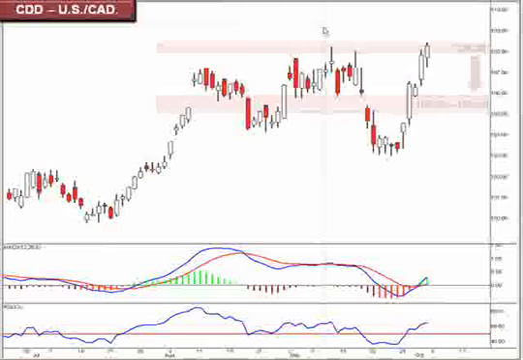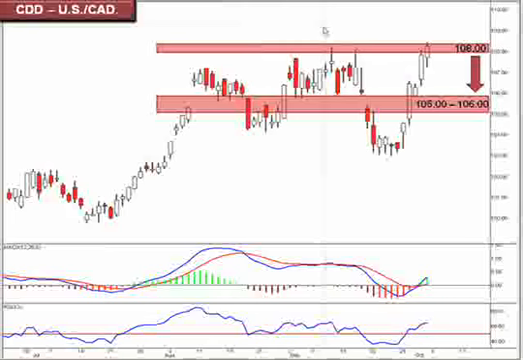Now, that being said, any sort of consolidation off of this resistance area here and rejection would likely play back down into the 105 to 106 focal zone, which represents a natural retracement area of this move that we've witnessed from 103 right up into that 108 focal zone.